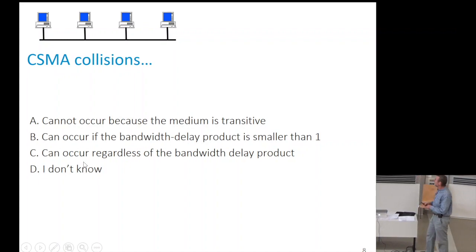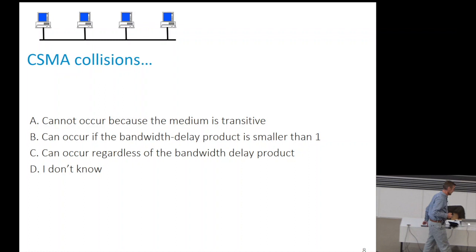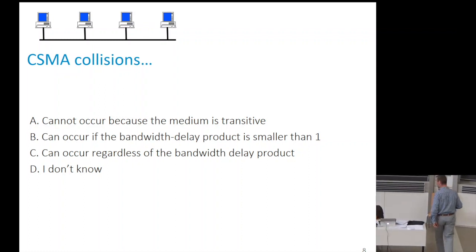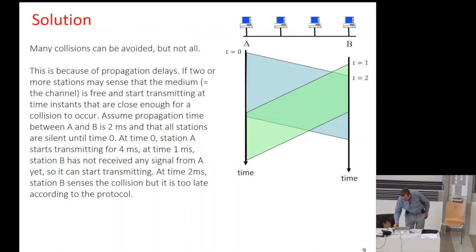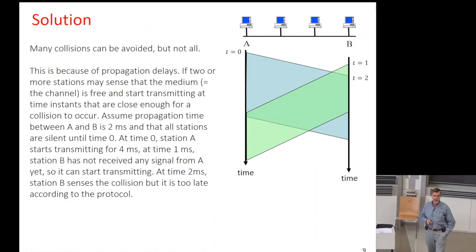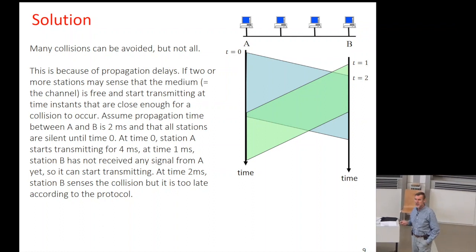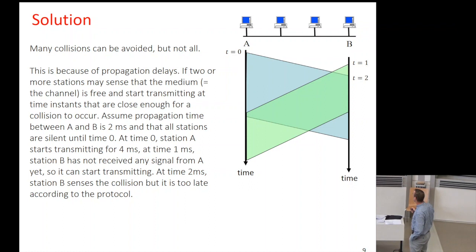What happens if we do that? And yes, even if we do that, collisions can occur. And we know why. That's because propagation time is non-zero. Here's what can happen. On short distances, propagation times are small, but still, the bit rates are also very large. So as we have seen, we cannot ignore propagation time.